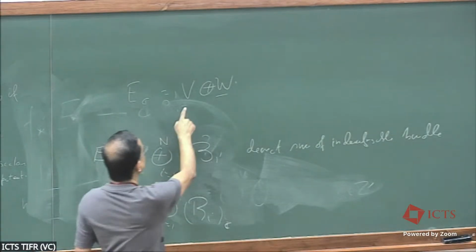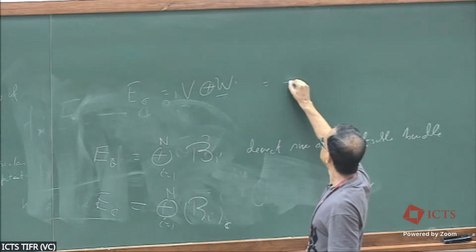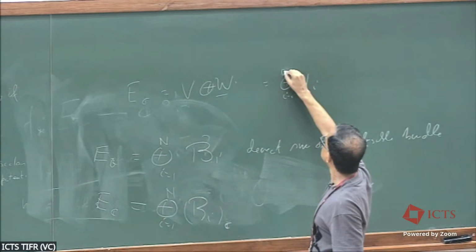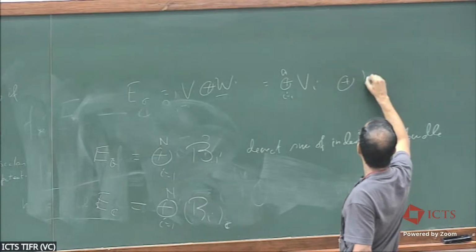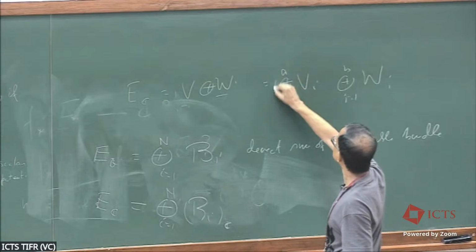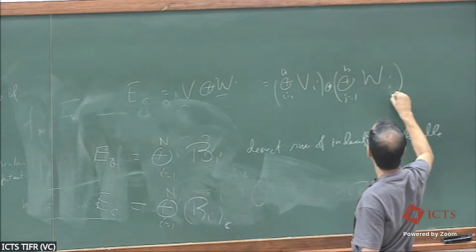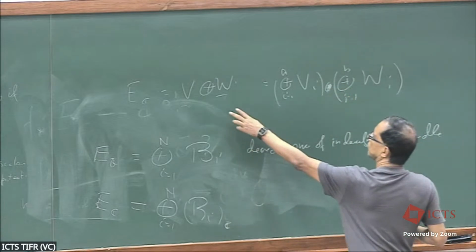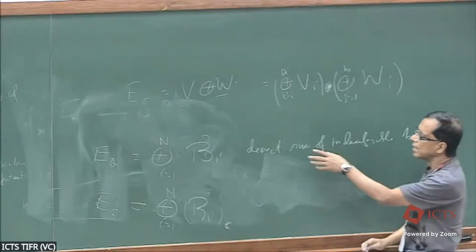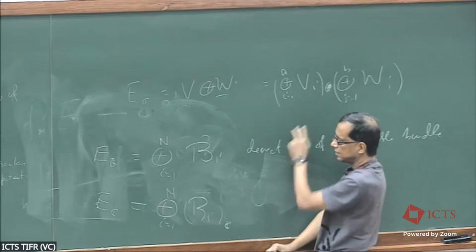Now, I can decompose V and W as indecomposables. So direct sum V_i, i from 1 to a, and direct sum W_j, j from 1 to b. I write both of them as a direct sum of indecomposables. So I have decomposed E_C in two different ways as a direct sum of indecomposables, here and here.